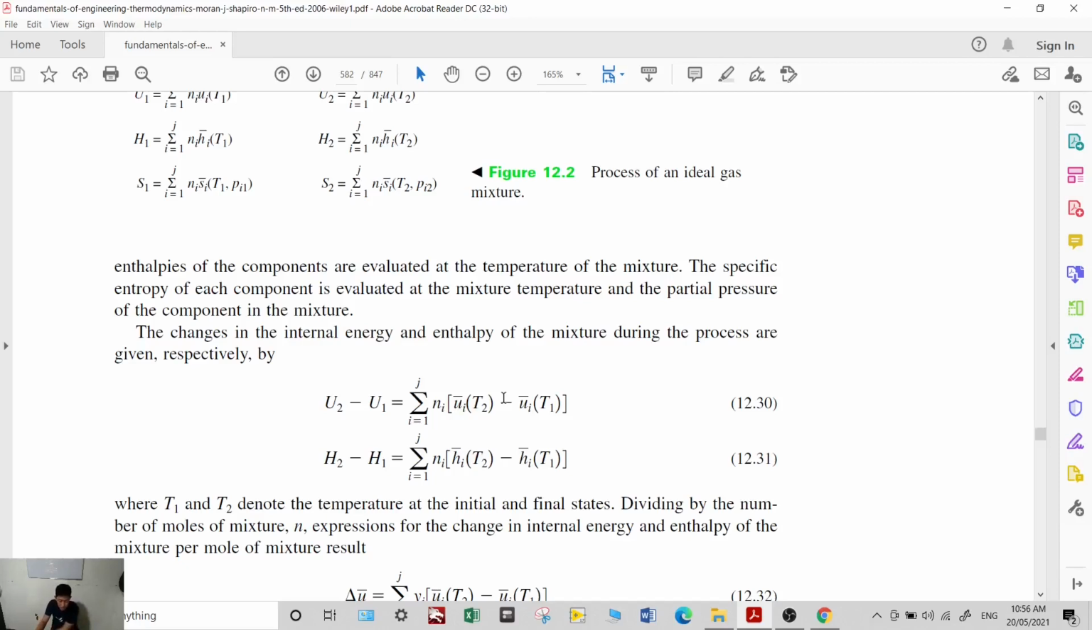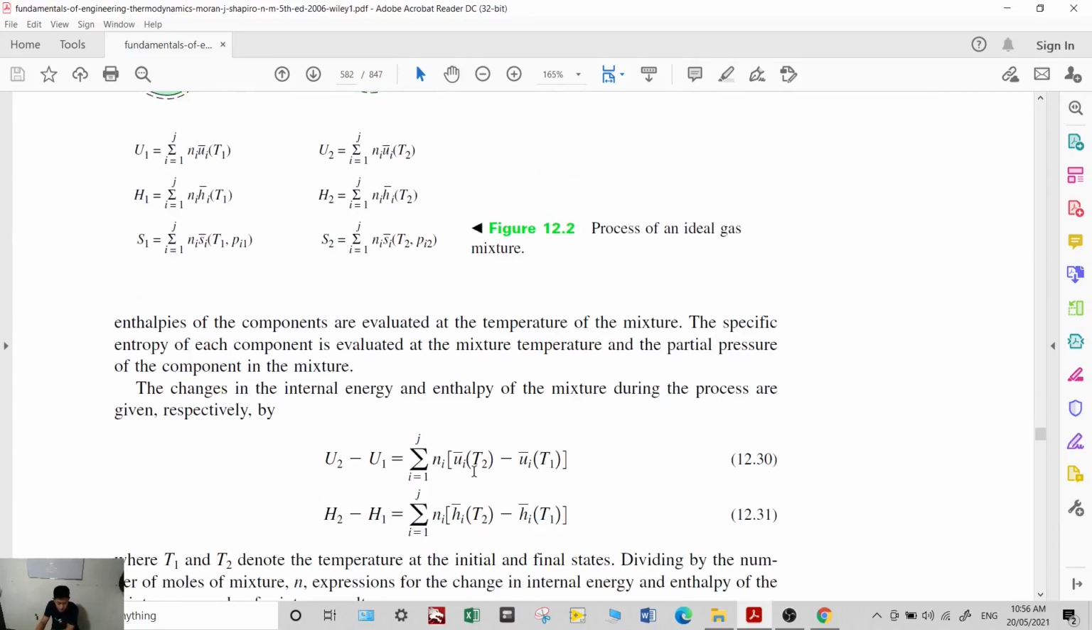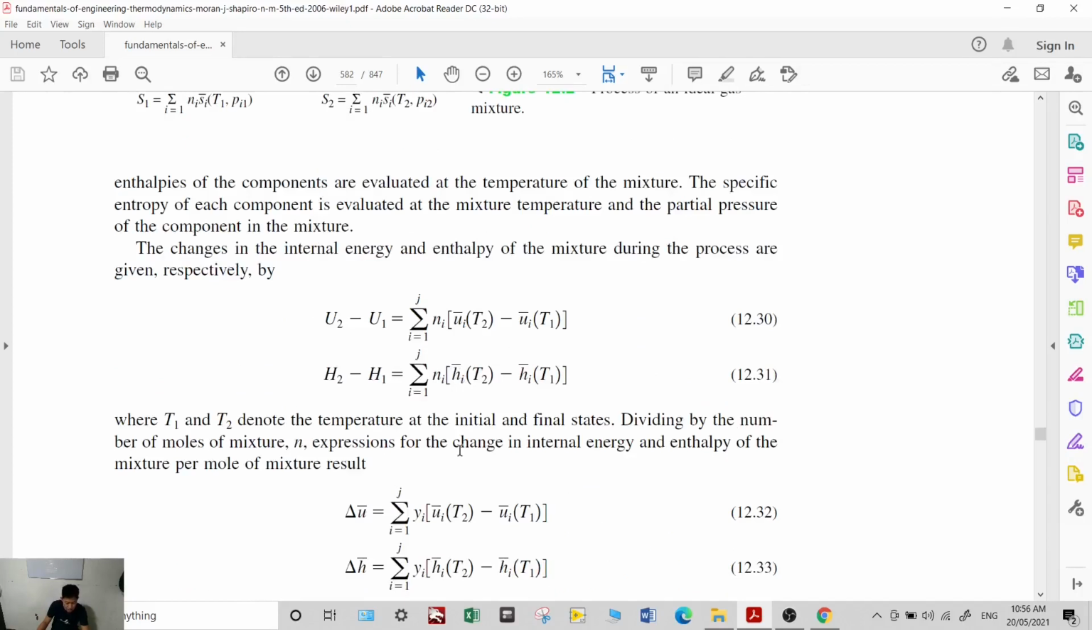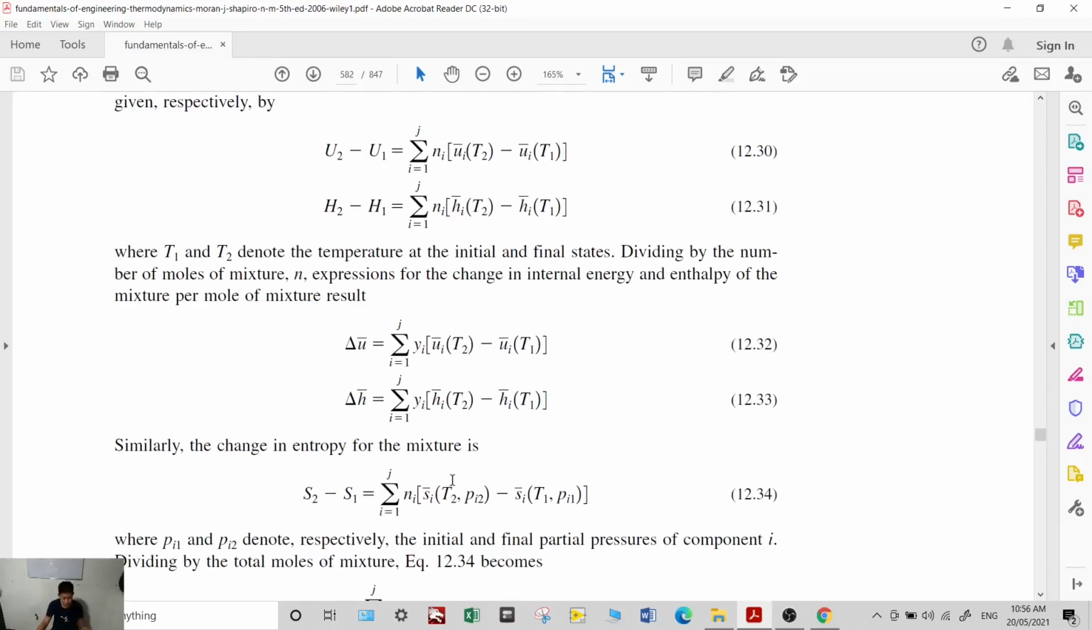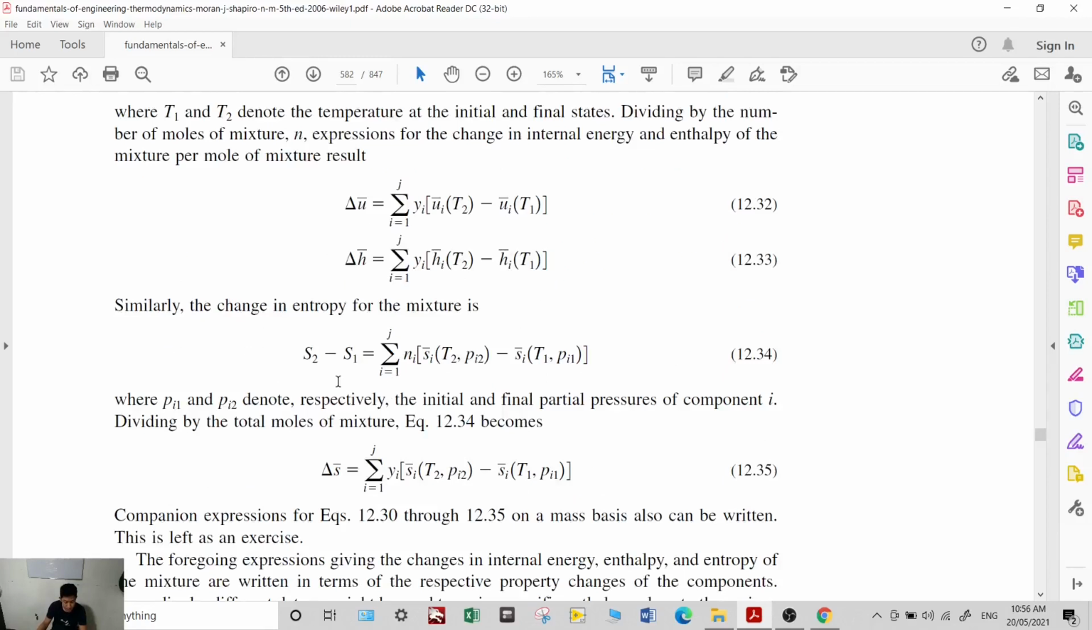This equation is the same as the one above, but you need to evaluate it at temperature T2. Again, if you divide delta U by capital N, delta U is just the mole fraction times the individual change. For entropy, again, you multiply the number of moles times the entropy per mole.